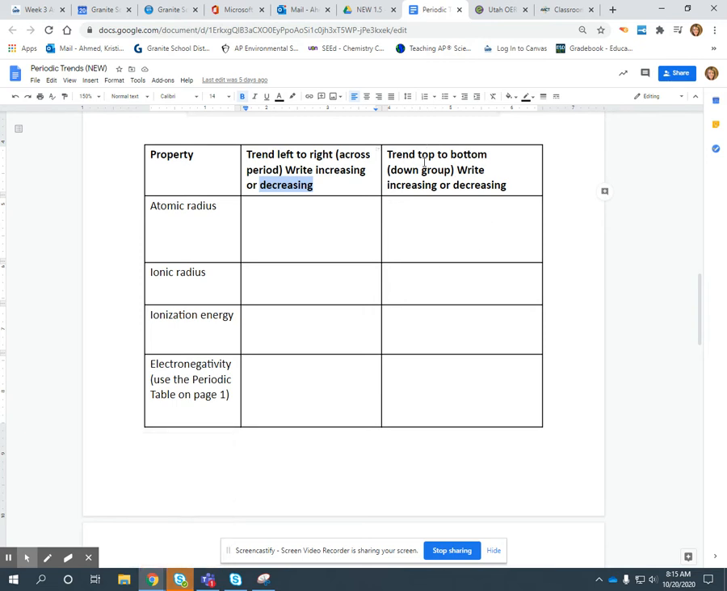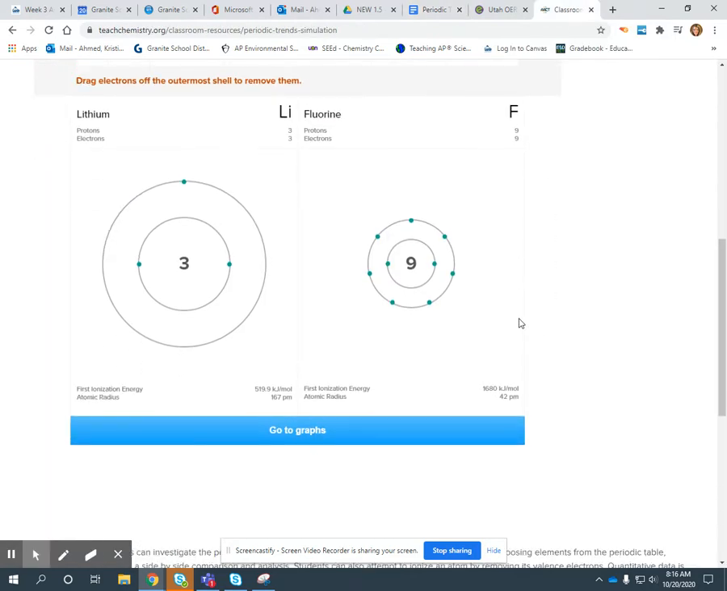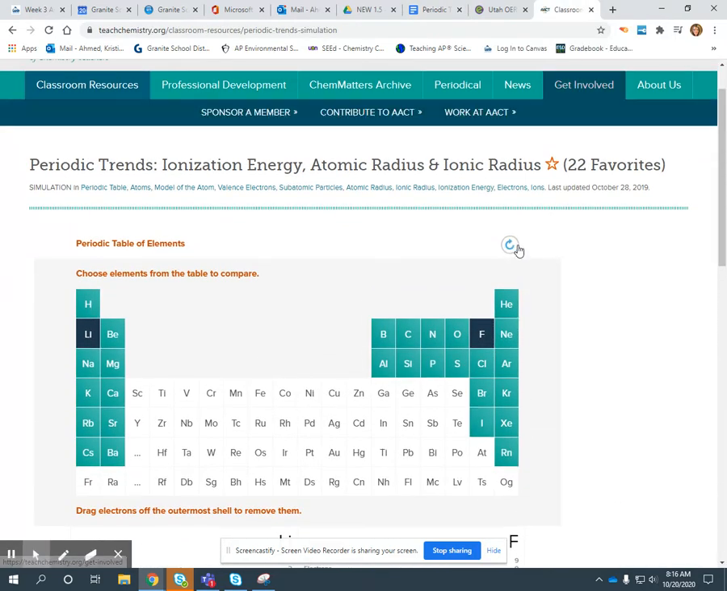Okay, to figure out the trend top to bottom, I'm going to go back to the simulation, and now instead of choosing atoms that are in the same row, I'm going to choose atoms that are in the same column, the group. So let's go back to the simulation, and we're going to click the reset button. You see this little button at the top that looks like the refresh symbol. I'm going to click on that.